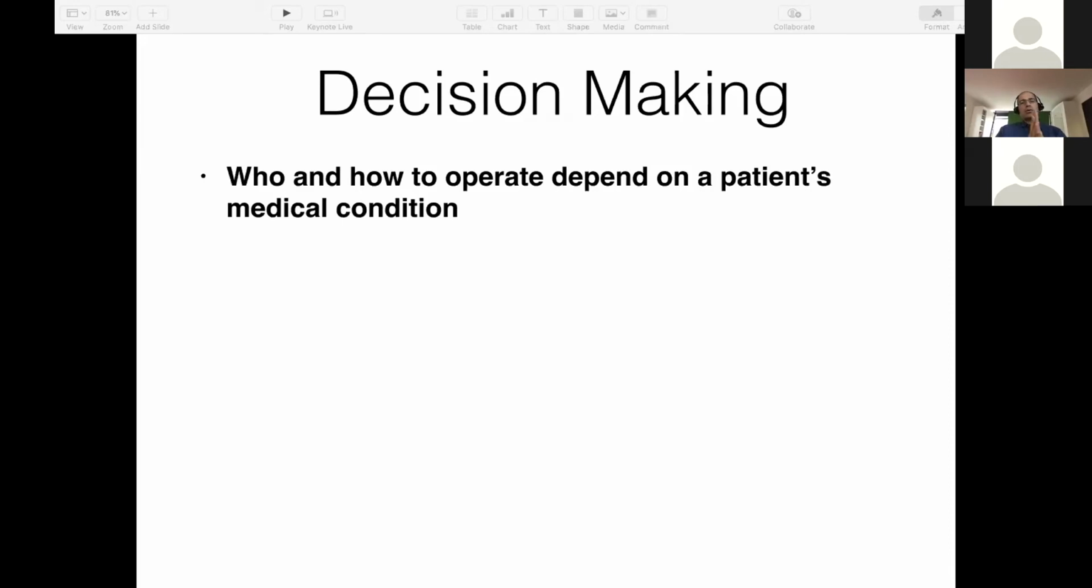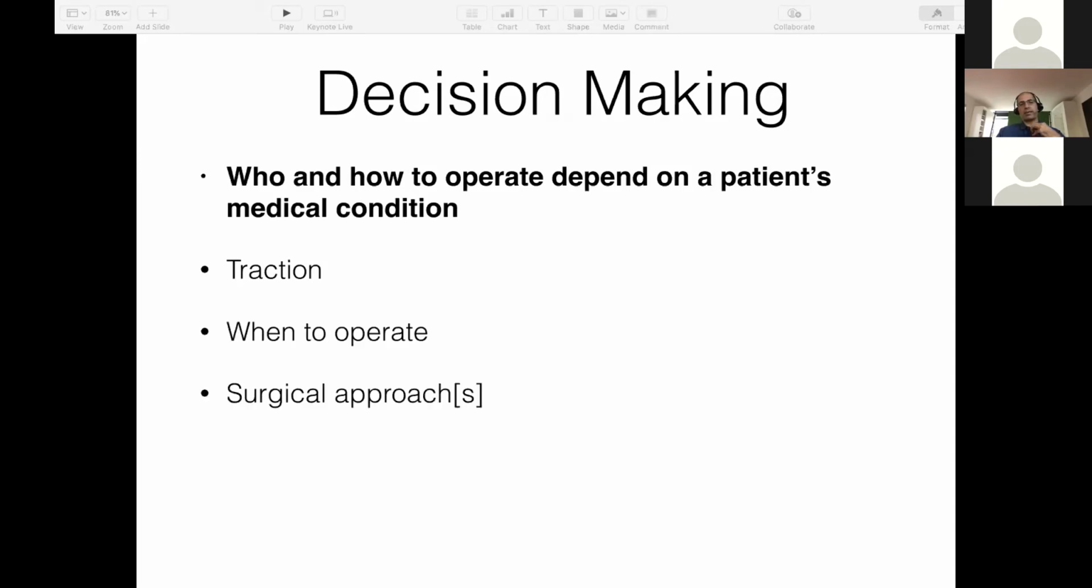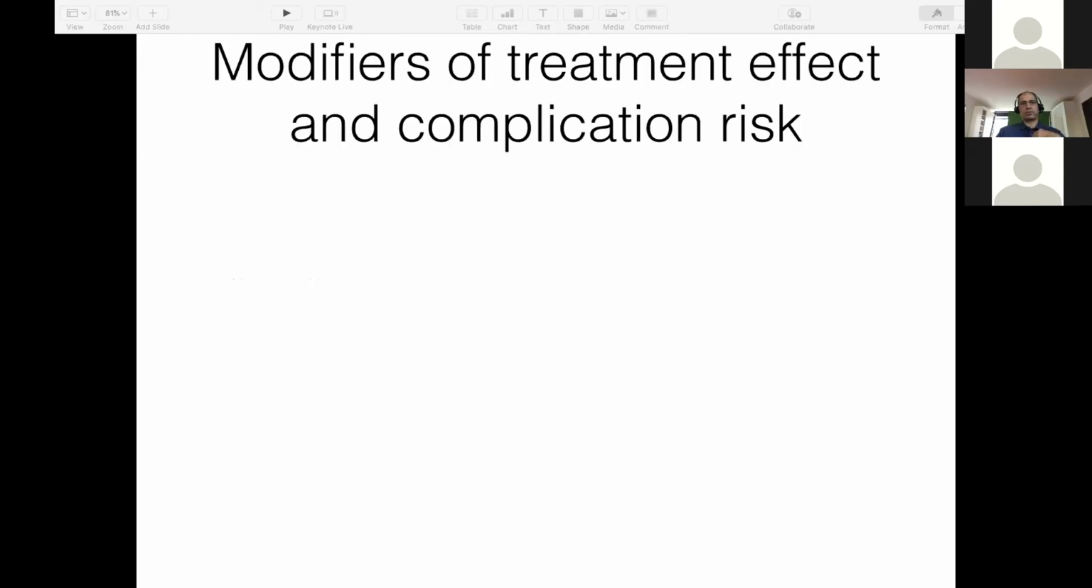So we need to take this information about what we've gotten in the workup of the patient, an understanding of anatomy, and clinically relevant imaging, and help decide who needs surgery and who doesn't need surgery. We'll use this information to determine who needs traction, when to operate, what kind of surgical approaches we need, and how the reduction and fixation is going to work, as well as post-op treatment.